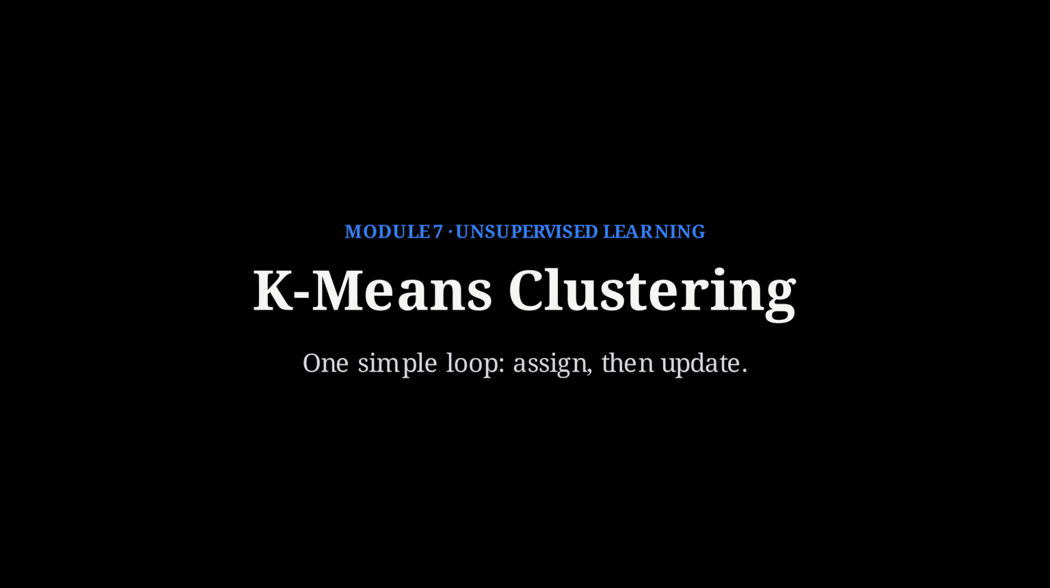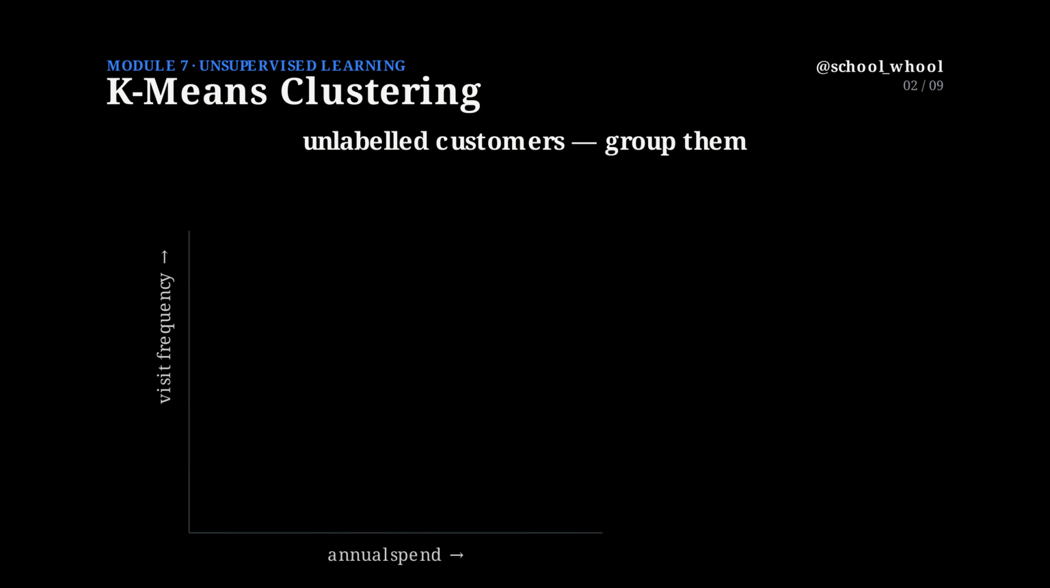Now for the most popular clustering algorithm in the world, k-means. It has a wonderfully simple loop at its heart. Just 2 steps, repeated until things settle. Let's watch it work. Here are our customers again, plotted by spend and visits.